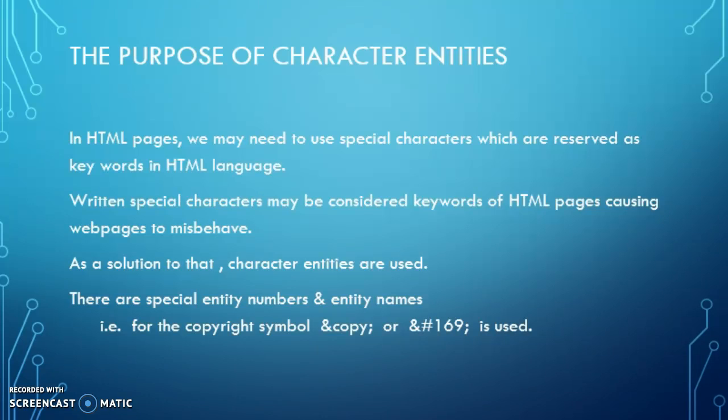There are special entity numbers and entity names that we will become familiar with throughout this course. There's an example below. For the copyright symbol, we would enter into brackets the ampersand sign, the word copy, followed by semicolon, or ampersand, number sign, 169, semicolon can be used.